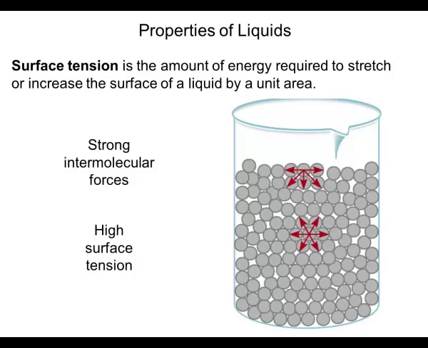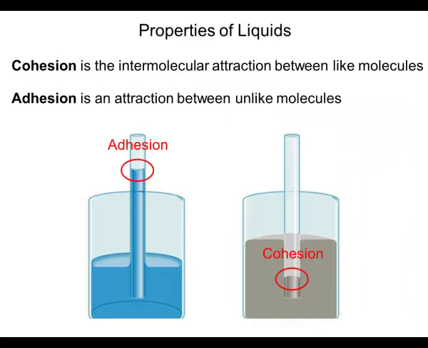Surface tension is the amount of energy required to stretch or increase the surface of a liquid by a unit area. Strong intermolecular forces cause high surface tension. Cohesion is the intermolecular attraction between like molecules. Adhesion, on the other hand, is the attraction between unlike molecules.